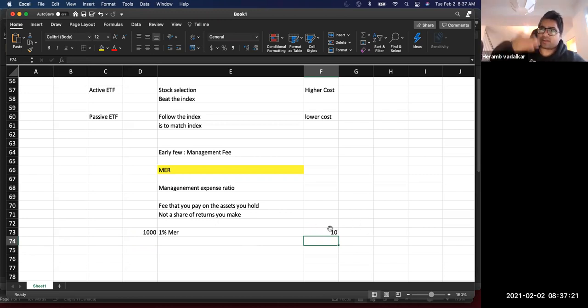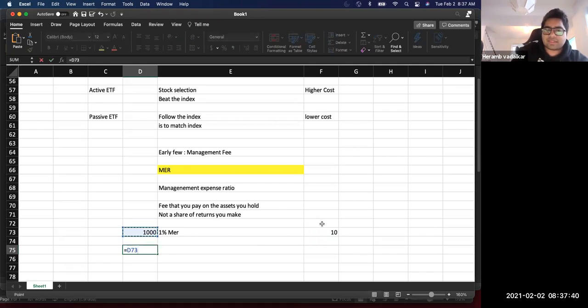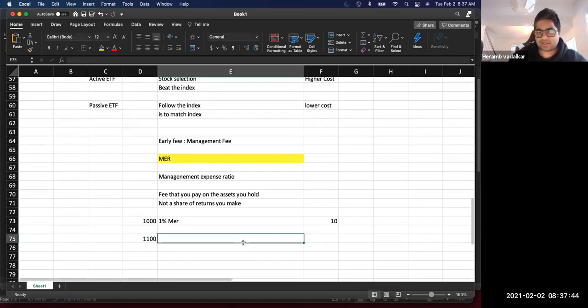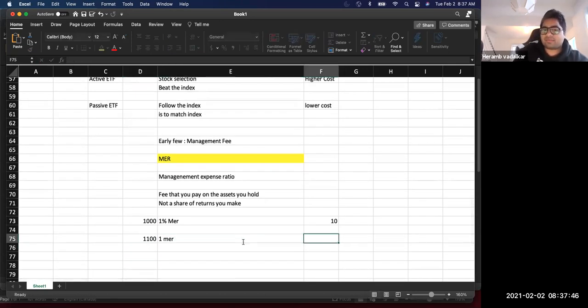It is actually accrued daily and it comes out of NAV. But effectively, to conceptualize it, it is a fee that is charged yearly. So on $1,000, you have to pay $10 of fee, right? Now, if the fund value goes up, the investments are doing well, and the fund value goes up 10%, you still have to pay MER. So MER will go up to $11.